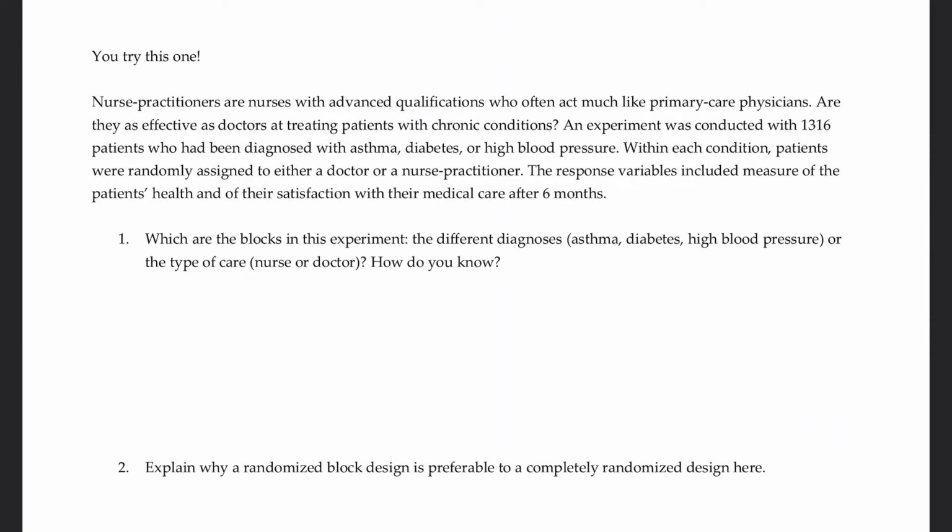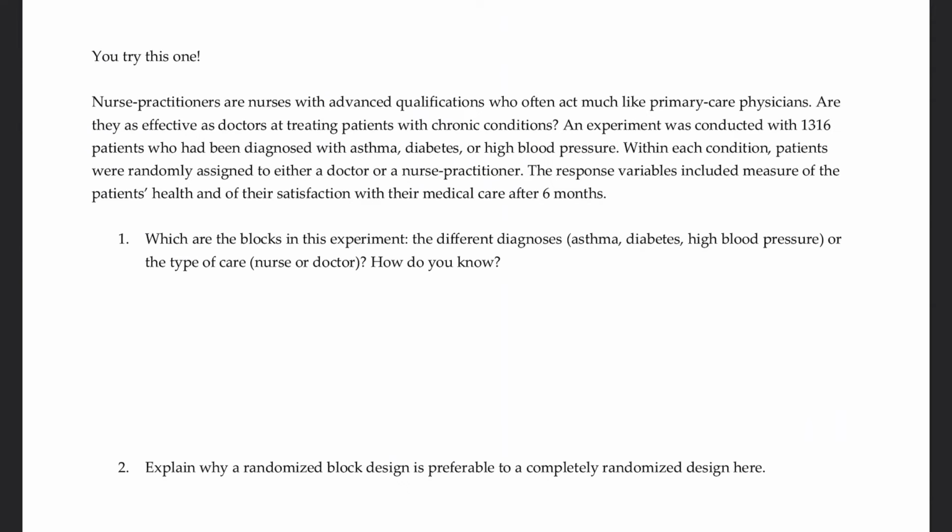So let's say we were going to do an experiment. We grabbed 1,316 patients who had been diagnosed with asthma, diabetes, or high blood pressure. Within each condition, patients were randomly assigned to either a doctor or a nurse practitioner. The response variables included measures of patients' health and their satisfaction with the medical care after 6 months.